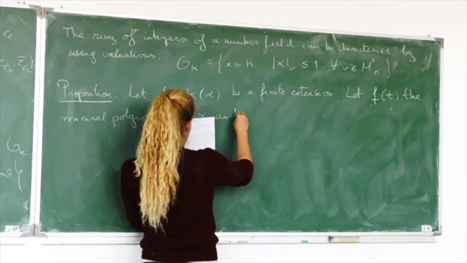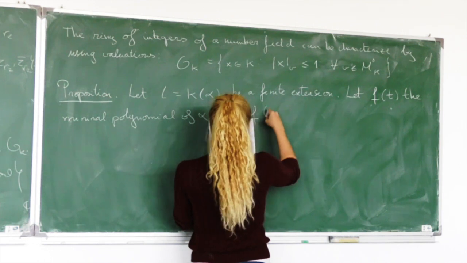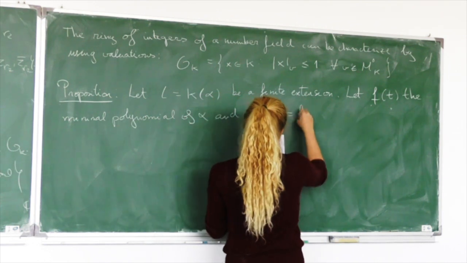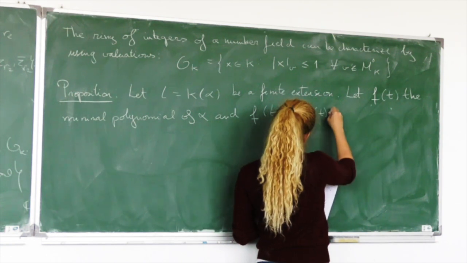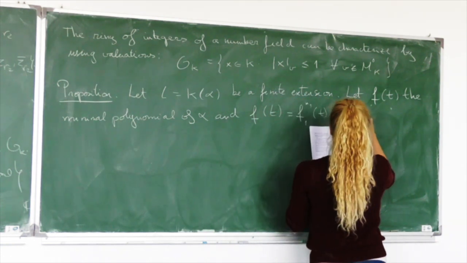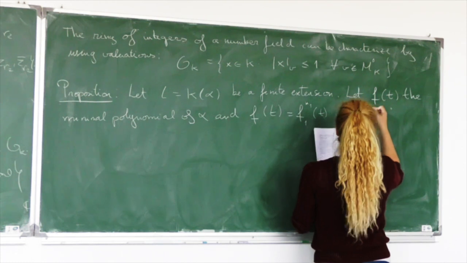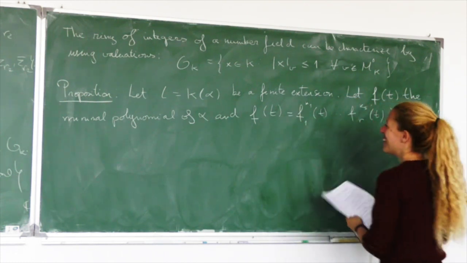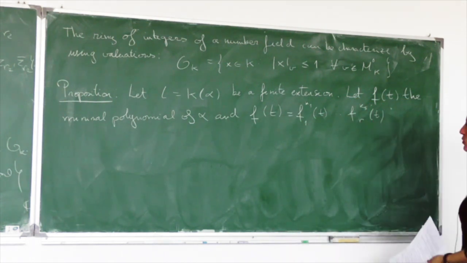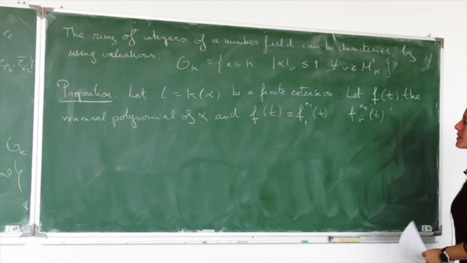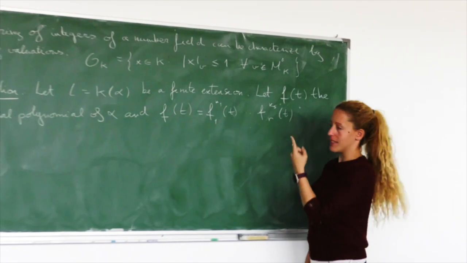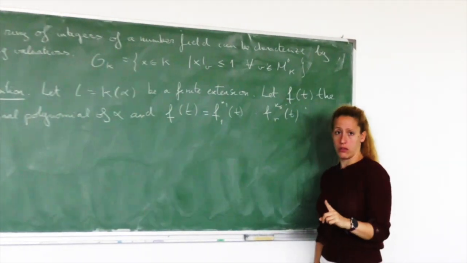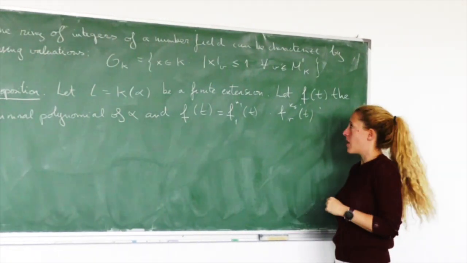And I'm going to factor it. So I get something like this. And the question is, where are you factoring? This polynomial is important to make precise, maybe just as a comment. If I look at f(t) as a polynomial with coefficients in K, it is irreducible, right? Because it is the minimal polynomial of alpha.